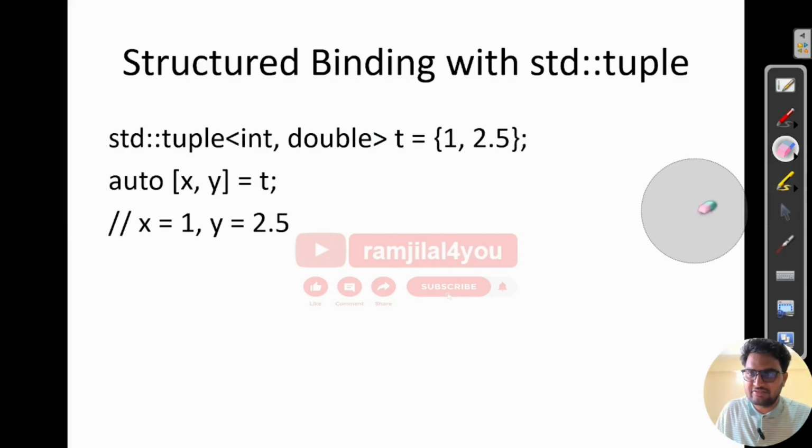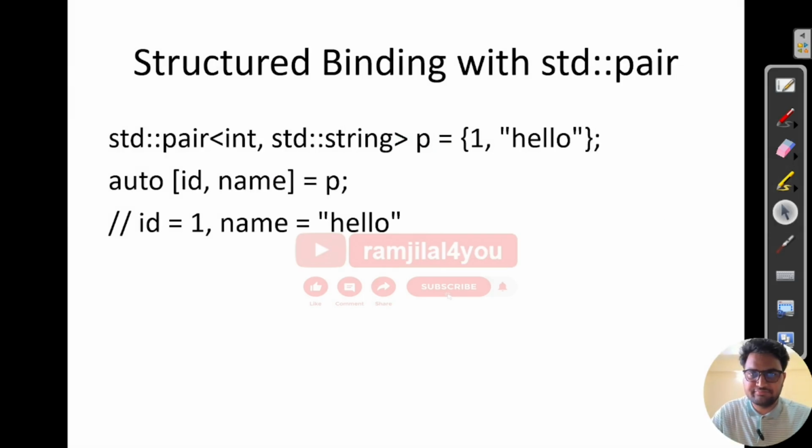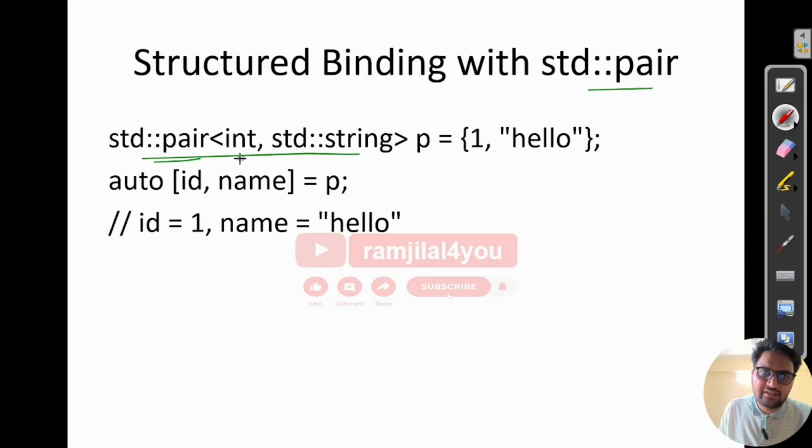So let's check another example here: pair. In case of std::pair, this is how we declare and define the pair. The pair keyword, and a pair can only have two members, first and second only. In case of tuple, we have multiple members; it could be 3, 4, 5, whatever you want. But in case of pair, we can have only two. This is the first and this is the second. That is how pair works.